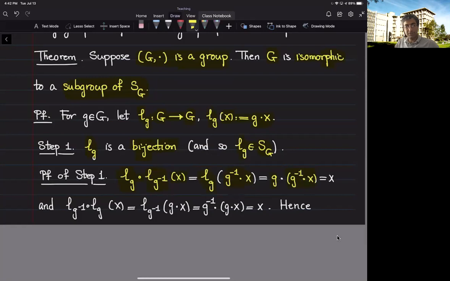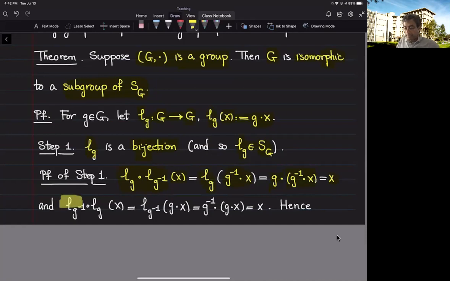Now I can use associativity, reorder the parentheses, and cancel out G by G inverse. I end up getting X, which means that this composite, when I give it X, it gives me back X. So that means this composite is the identity function.